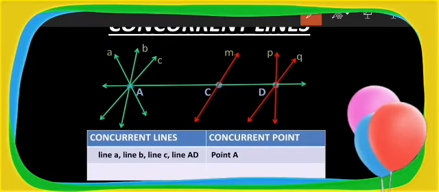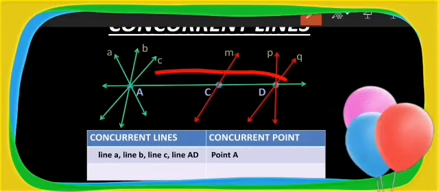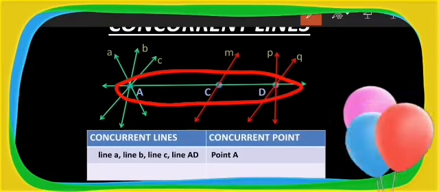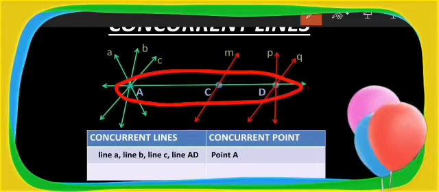Children, one more thing I need to explain. Can you observe this line AD? This line can be named in two to three different ways. I can call the same line CD, AD, and also AC. So you have to write one of the names. These three names are for the same line.